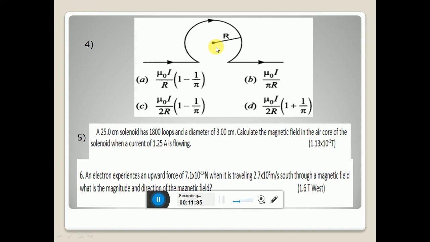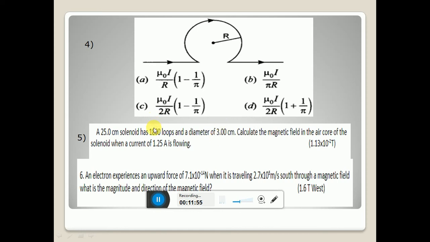So options are given, try to check out for the given options. Next one, solenoid. A 25 centimeter solenoid has 1800 loops and a diameter of 3 centimeters. Calculate the magnetic field in the air core of the solenoid when a current of 1.25 amperes is flowing.